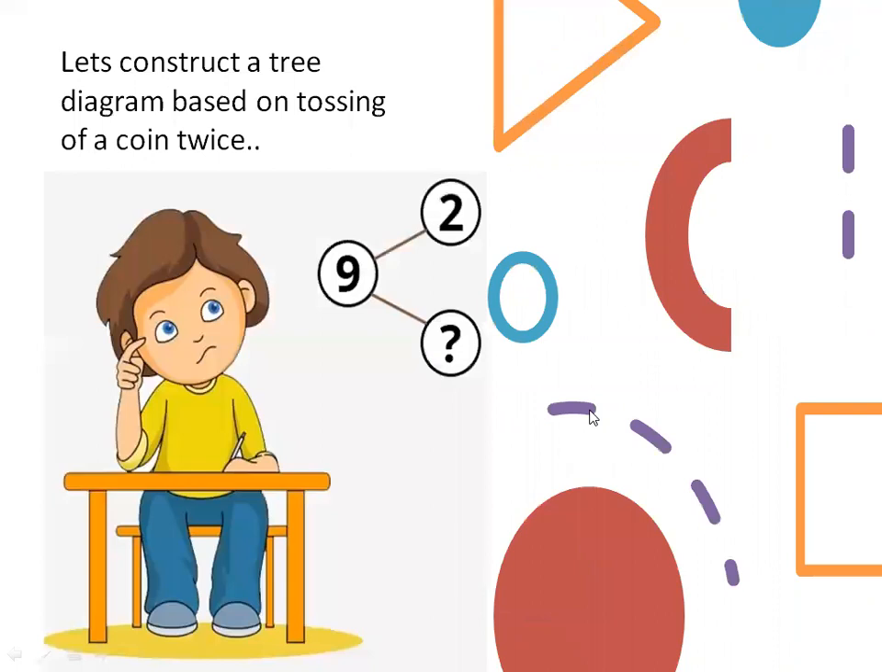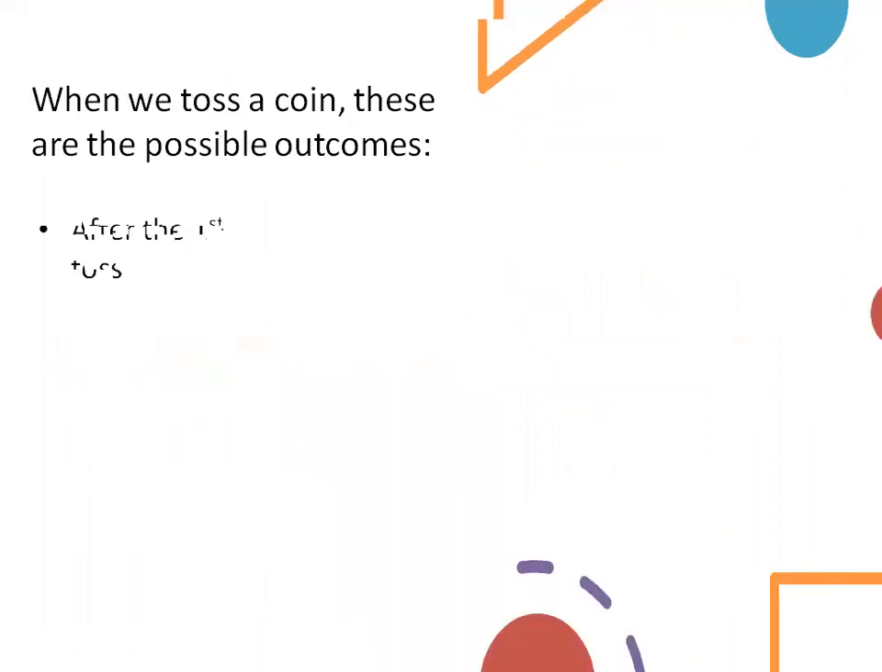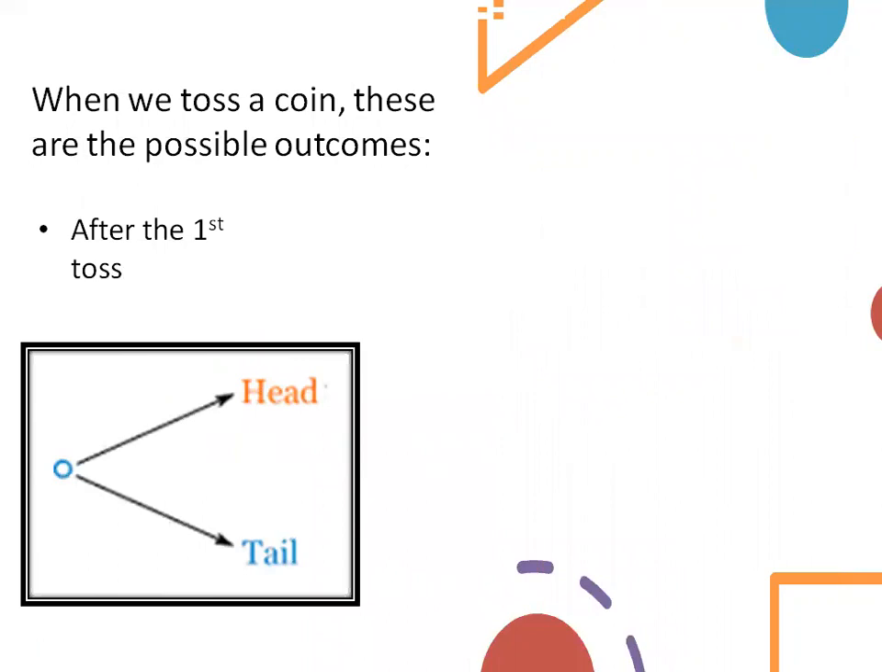Let's construct a tree diagram based on tossing a coin twice. When we toss a coin, what happens? We either get a head or a tail. So here in this image, we can see what happens after the first toss. Either a head or a tail appears. Here, this tiny blue dot represents the first event or the experiment, and the head and the tail are the final outcomes after the first toss.